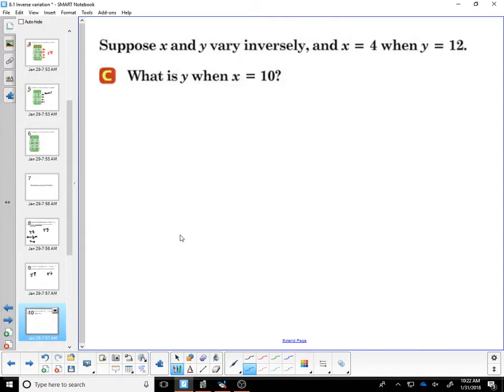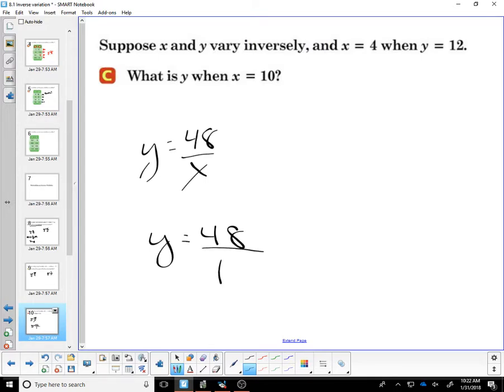All right, so now here's the other example. We have this model, which is y is equal to 48 over x. The next question is, what's y when x is 10? Well, what do I do with that 10? Throw it in for x, and then find out what it is. And what's the value of y? There you go, 4.8. And we're done. Didn't we do this before?